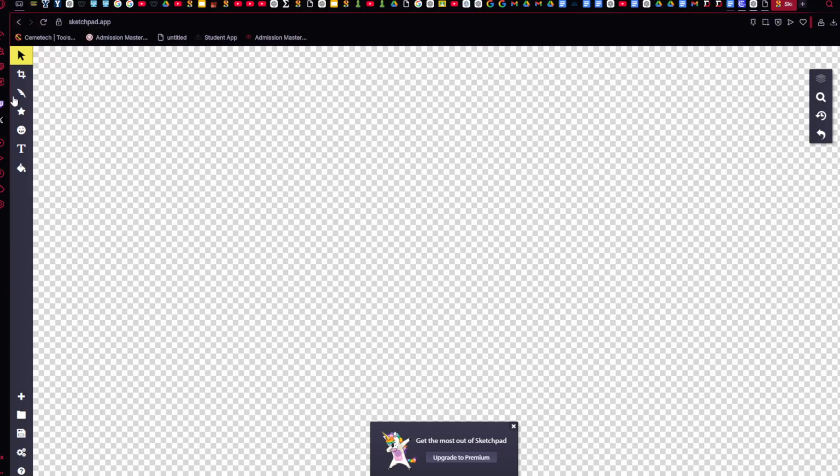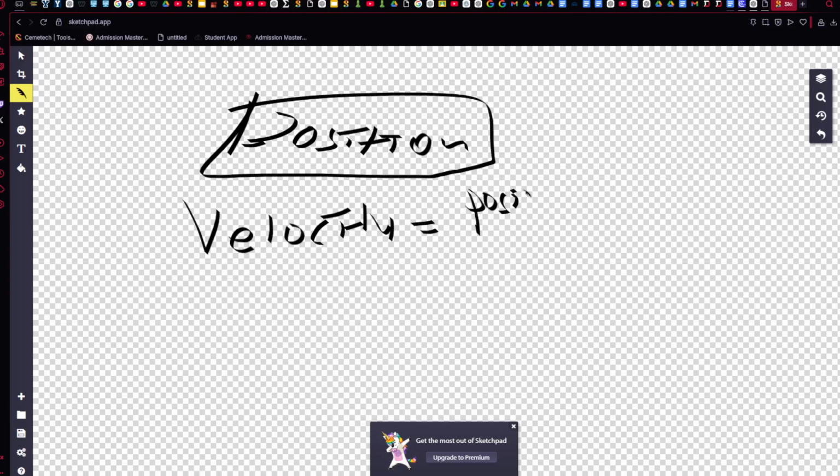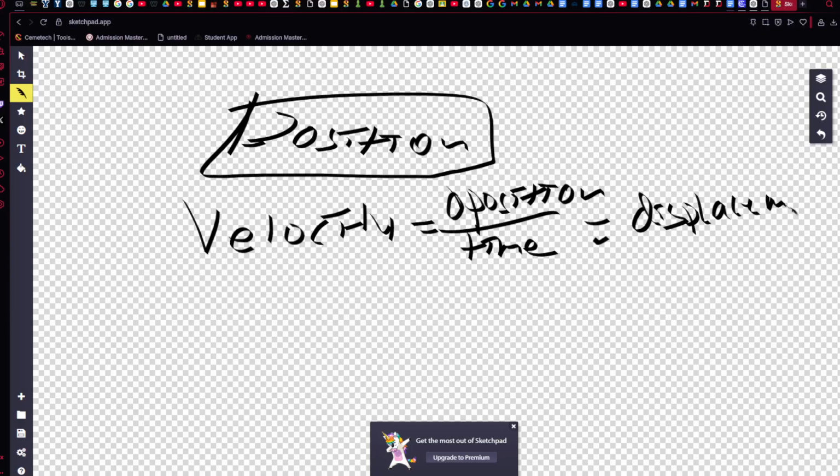So position is the first relation, and position is essentially just where you are, of course. That's the first function, and velocity is the derivative of position. All that means is that velocity is how fast position changes over time. So the accurate expression is d position over dt, or you can write this as displacement over time. And the way to calculate it is just like you think, just divide the displacement over the time.